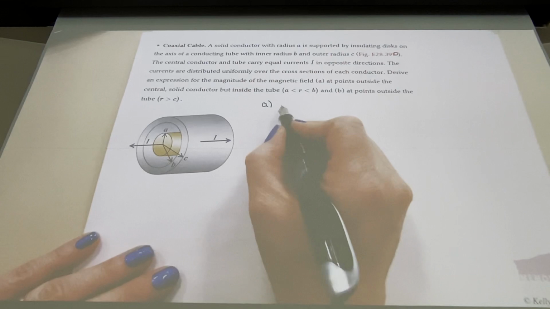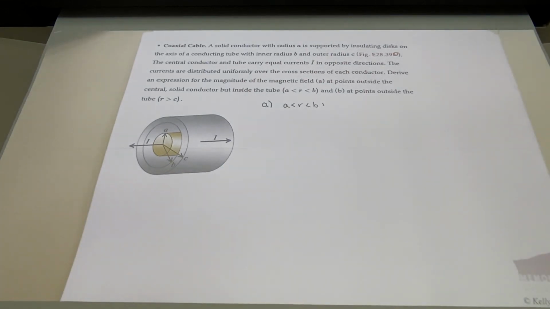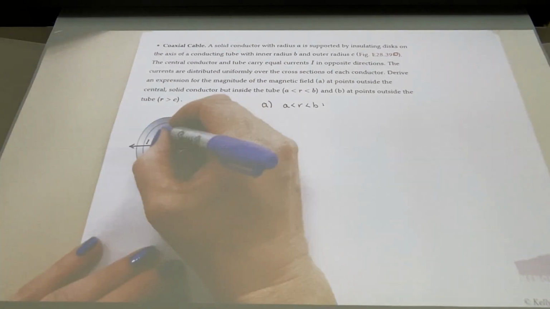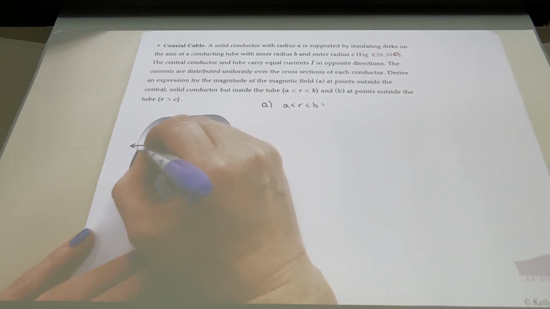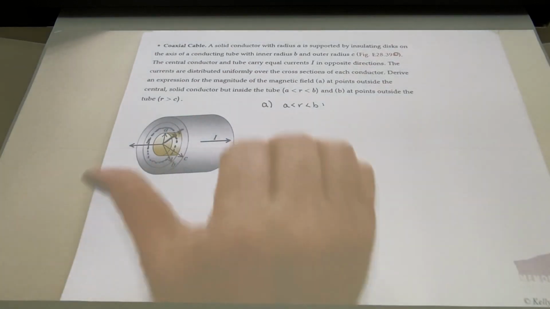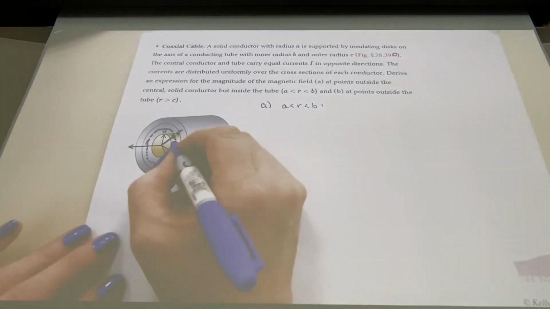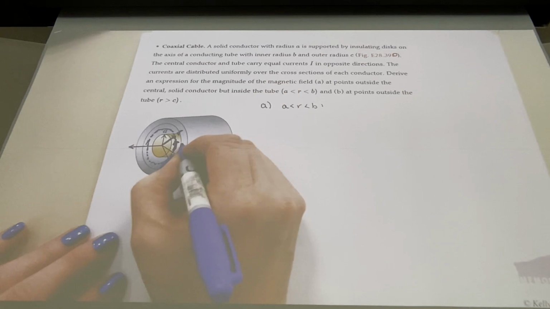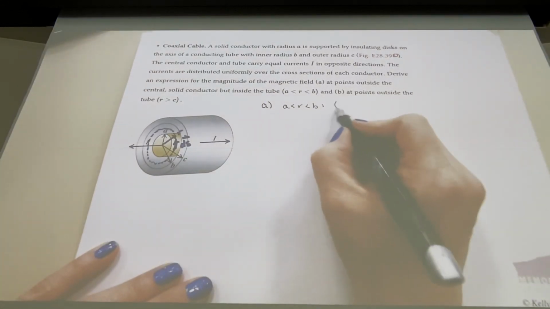So R is between A and B. So A less than R less than B. Let's draw that path. We're following more or less the same process that we did in that previous example with the solid wire, so we'll go just a little bit faster. Here's our path. It's got radius R. The current is coming this way, so we'll do a little bit of our path, ds, so that ds matches the magnetic field, ds. This is in the cavity.